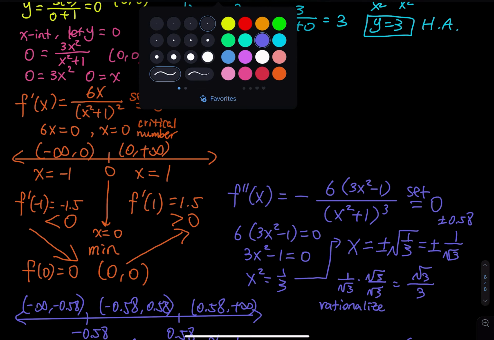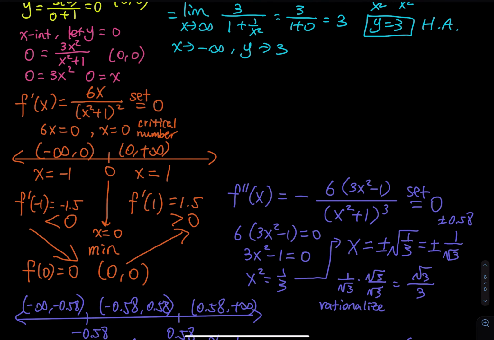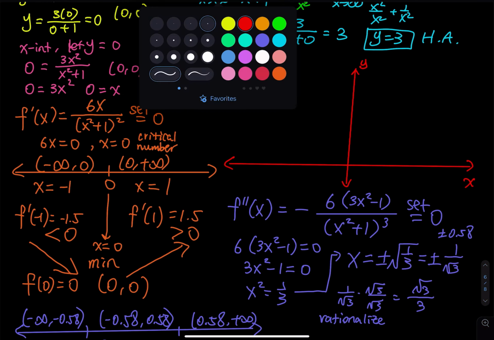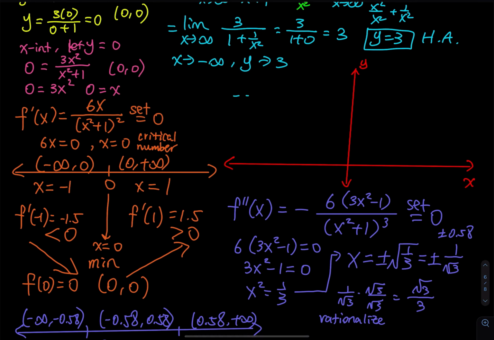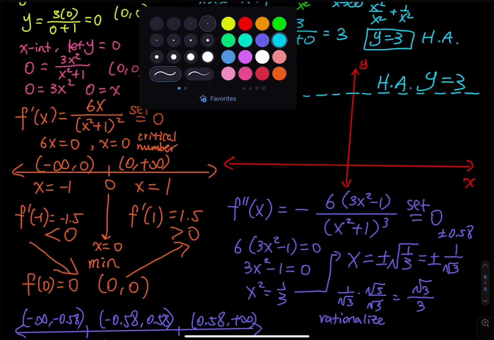I am going to sketch the x-axis and the y-axis. And then this is y, this is x. Where is my horizontal asymptote? My horizontal asymptote is y equals to 3. So we have this. This is y equals to 3. That is my HA.